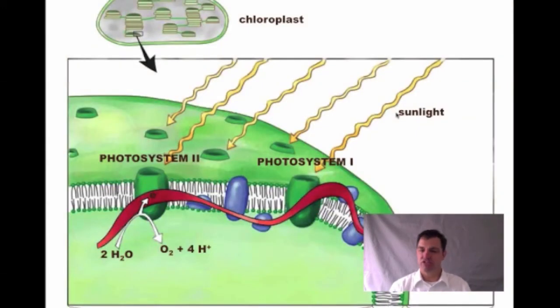Okay, just another view showing you sort of the same thing. Once again, here's photosystem 2, here's photosystem 1, here's my electron transport chain, right? That's where my final electron acceptor is going to be, which is photosystem 1 in this case. There's my water splitting reaction where I get O2 out of photosystem 2, and there's my NADPH.